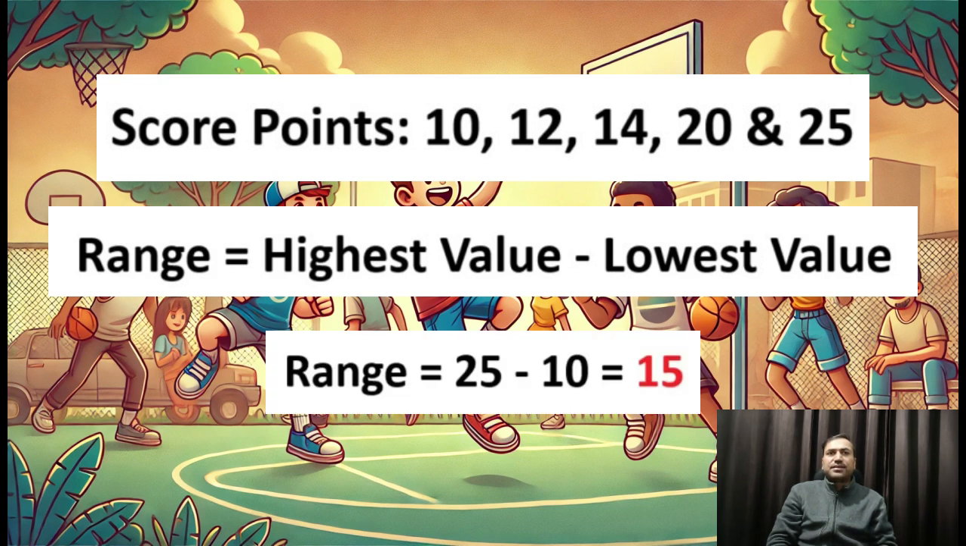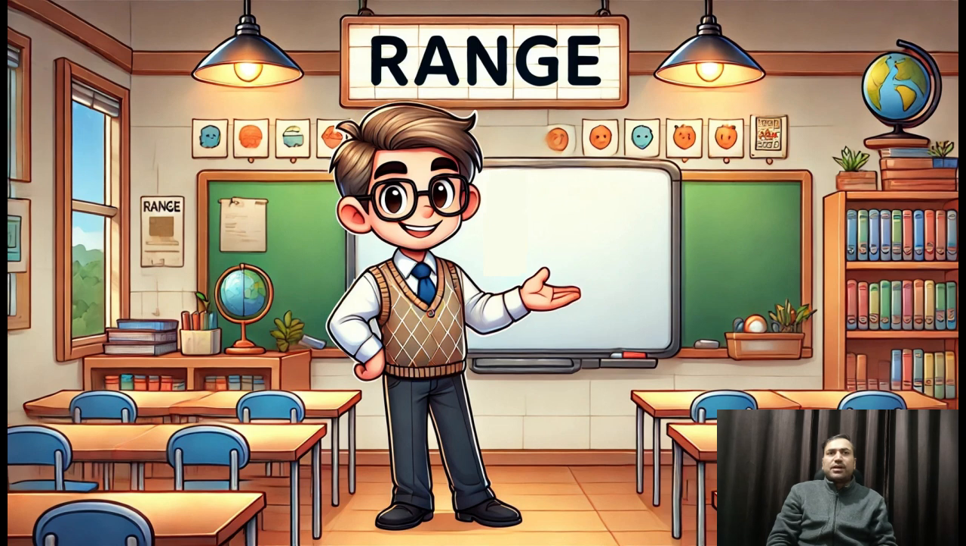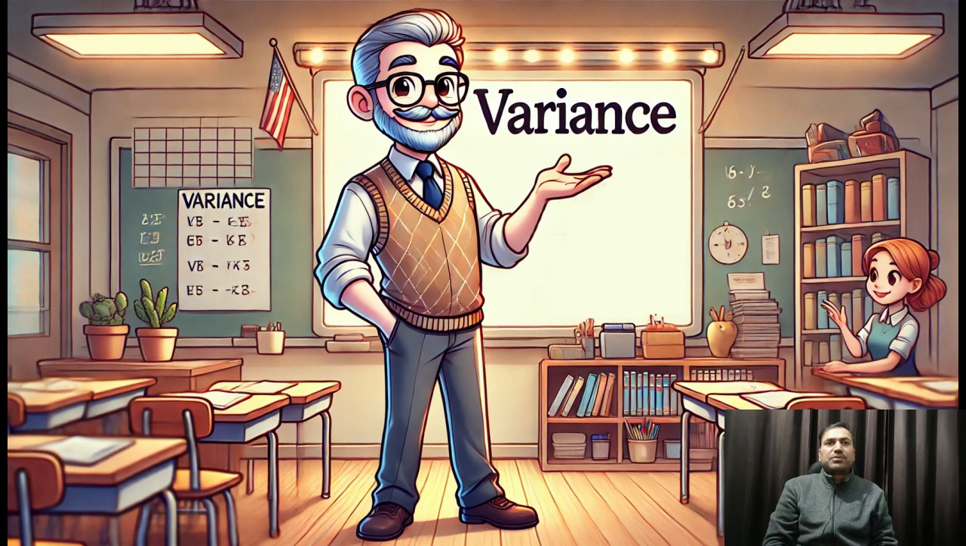Easy, right? The range gives us an idea of how spread out the data is, but it's just one way to measure spread, and it doesn't tell us the whole story. That's where variance and standard deviation come in. Now let's level up to variance.